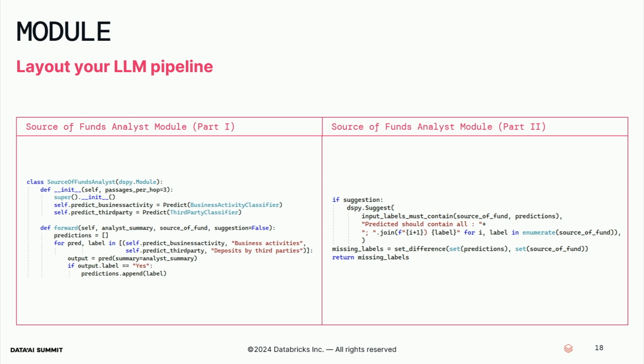Recognize the second method, it's called forward, right? If you're familiar with PyTorch, that sounds very familiar, and so this is a very easy learning curve. The forward method takes in that summary from the human analyst, describing the client. It takes in the source of funds, identified by the human analyst. It then goes through our classifiers, determining the DSPy system's take on what the source of funds are.